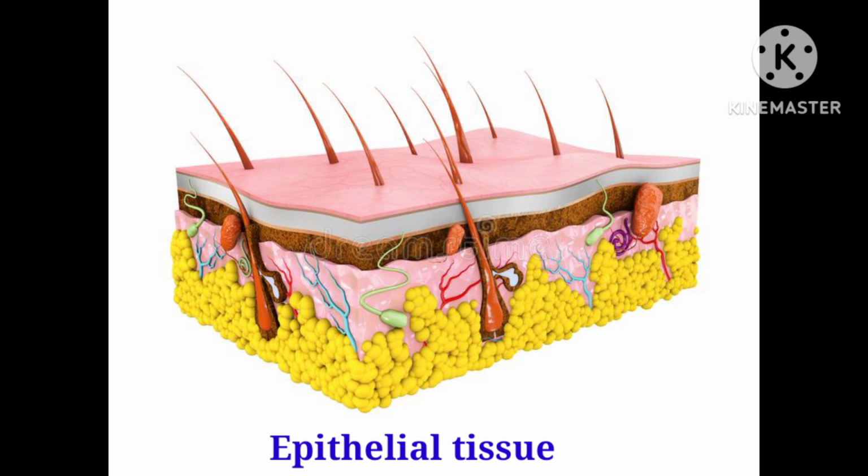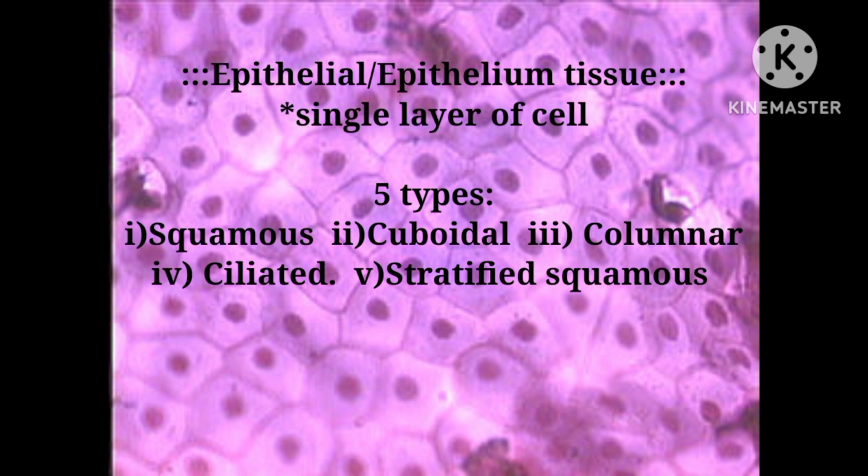So the first one is epithelial tissue. The picture you are seeing is the picture of epithelial tissue. Epithelial tissue is a single layer of cells. It is of 5 types: squamous, cuboidal, columnar, ciliated and stratified squamous. We will discuss them one by one and read their functions.